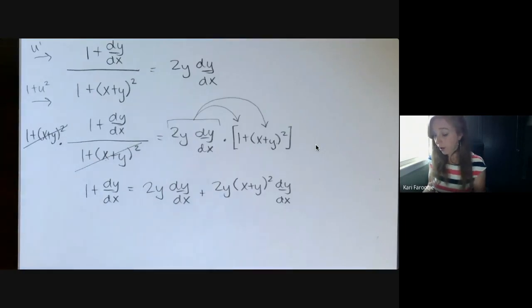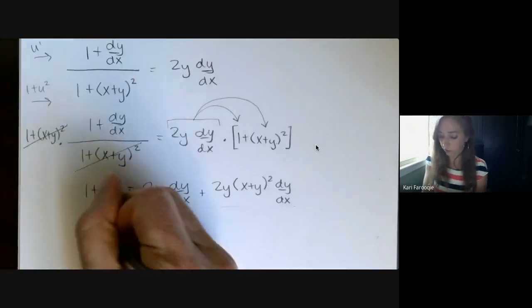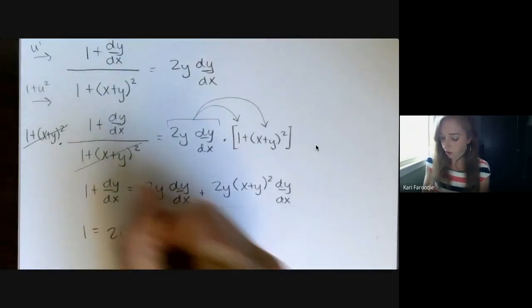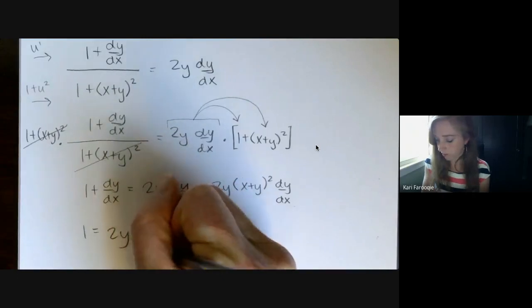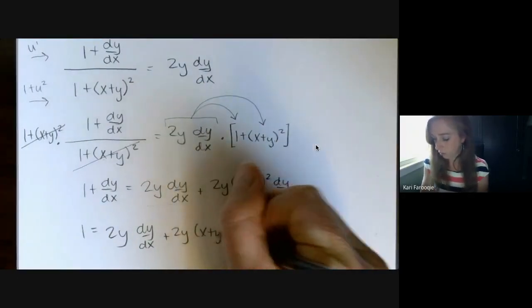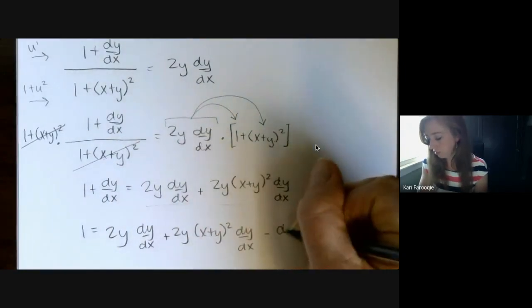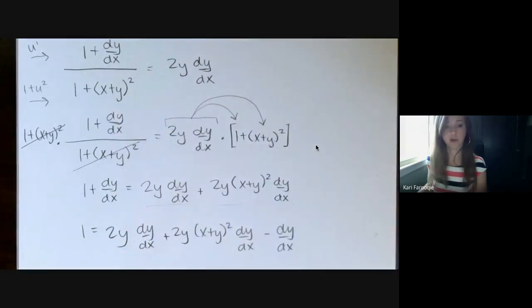So now I have the dy/dx's each in their own terms. I have one of the terms here, here's another term, there's another one. But I only have one constant. It's just 1. So what I'm going to do is subtract this dy/dx on both sides. And that's going to leave me with 1 equals 2y dy/dx plus 2y (x plus y) quantity squared dy/dx minus dy/dx.